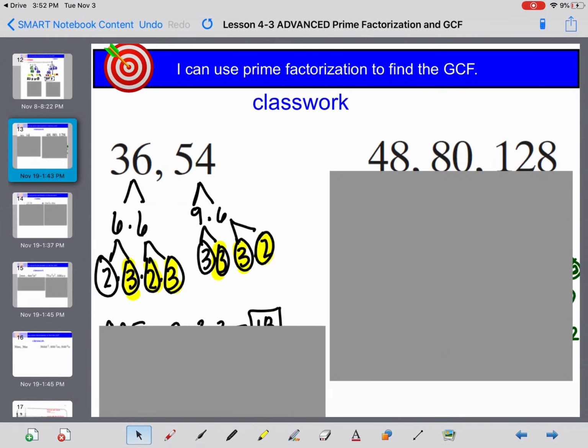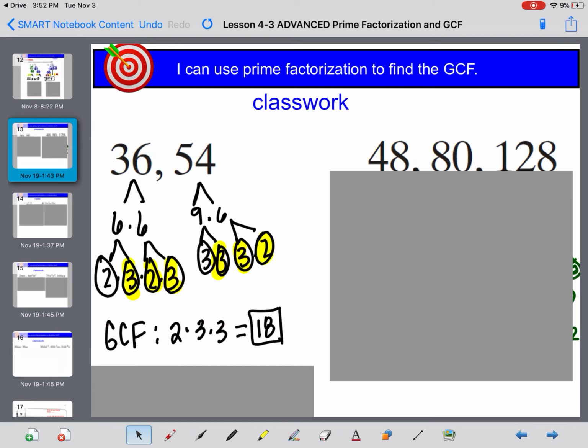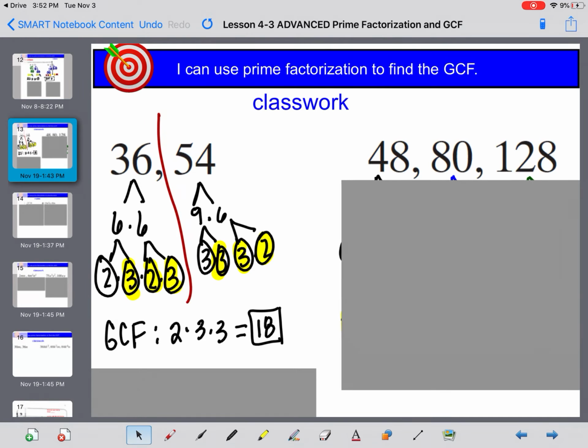All right, with these, the greatest common factor, here are my prime factors for each side. And what's in common, I highlighted. 2 times 3 times 3 gave me 18. Okay, then there's the next one.